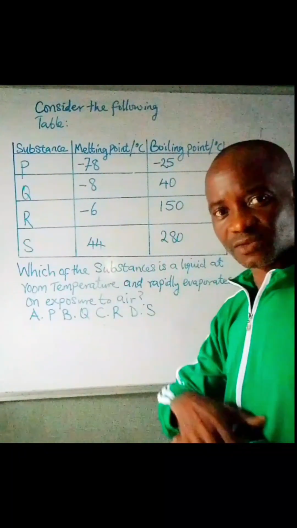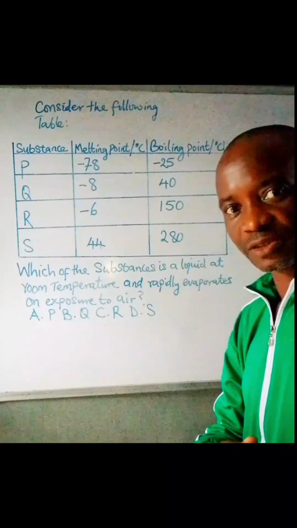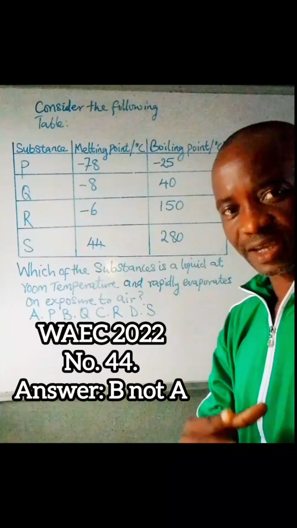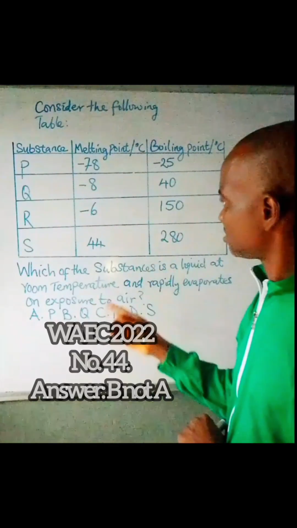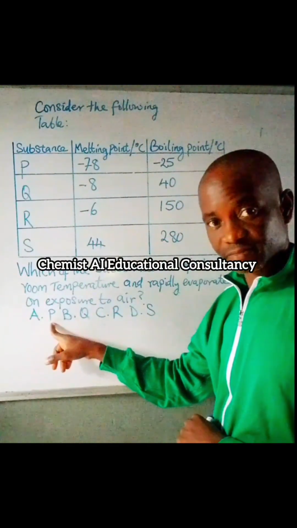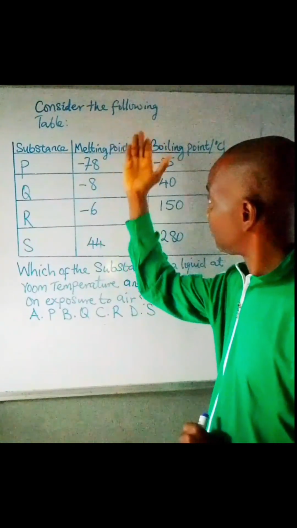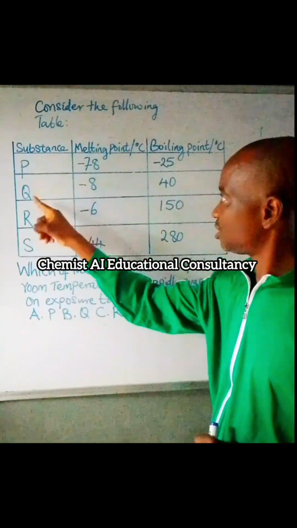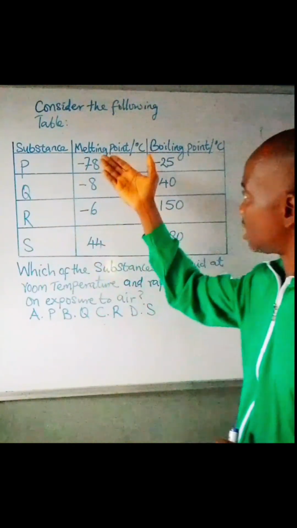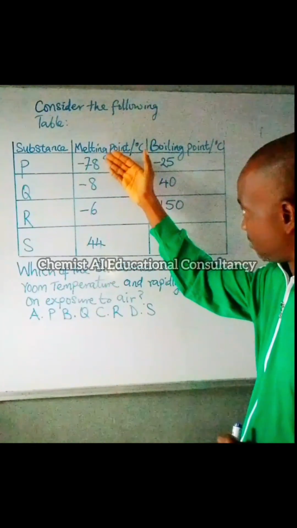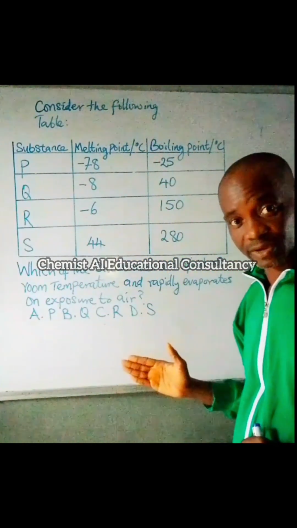I found this question in the WAEC past question, and I think the answer they gave there is wrong. They picked A as the answer. My own answer is B. Now look at the question. It says consider the following table. These are substances P, Q, R, and S. And these are their melting points and their boiling points.